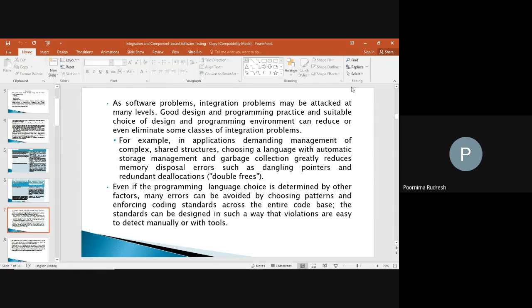Here we see that some classes of integration problems can be reduced or eliminated by using proper design methods or proper designing techniques and a good programming environment. So different problems can be reduced or eliminated. One such example is in applications demanding management of complex shared structures: choosing a language with automatic storage management and garbage collection reduces memory disposal errors such as dangling pointers and redundant deallocations. So this is one example where we can reduce the integration problems.